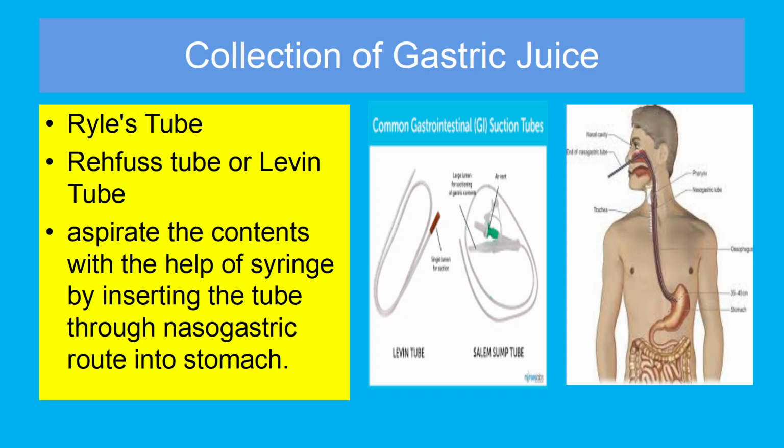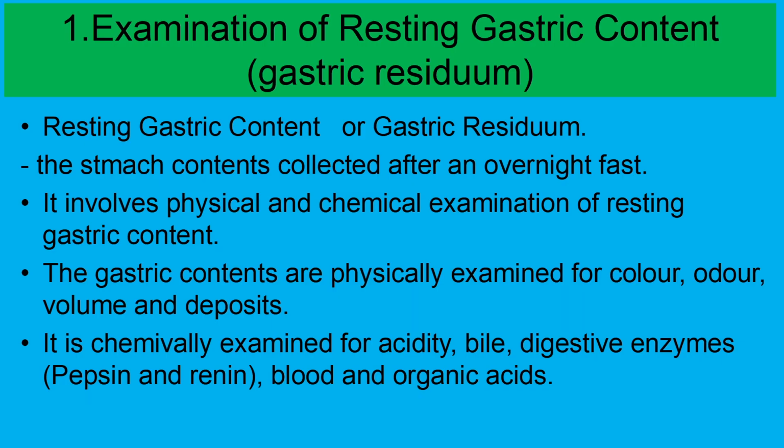We aspirate the gastric content with the help of a syringe. The stomach content collected after an overnight fast is called gastric residuum. This is the examination of resting gastric content. That means we are collecting the gastric juice after an overnight fast, and that collection is called gastric residuum. The gastric content we have collected has to be examined for both physical and chemical examination.